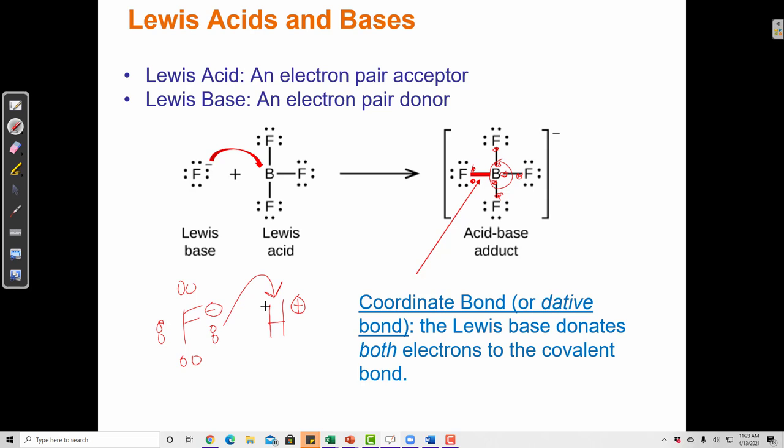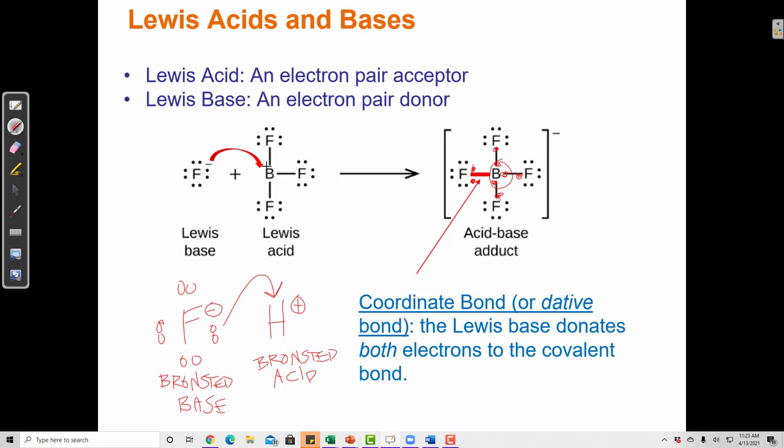In this case, if the thing that's being attacked is H plus, then that's called a Bronsted acid. It is technically also a Lewis acid in that it is accepting a pair of electrons from F, just like B is accepting a pair of electrons from F. But this is a special kind of acid that we call a Bronsted acid specifically, H plus. And F minus in this case would be considered a Bronsted base because what the base is grabbing is H plus. So the very presence of H plus in this reaction makes these Bronsted base and Bronsted acid.